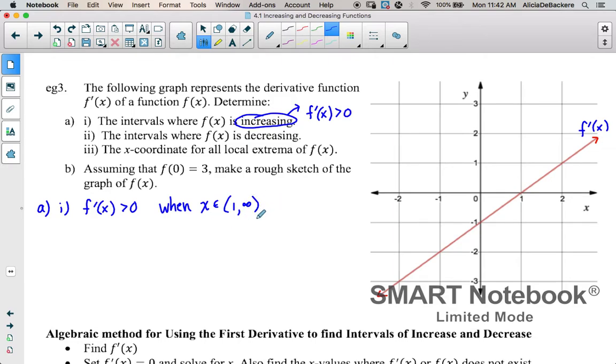And you can use interval notation here, or you could just say x is greater than 1. That's fine too. And then the second piece is asking us where is the original graph decreasing? Now remember, we can relate that to our derivative graph. If the original graph is decreasing, then the derivative is negative. So that's what I'm looking for here.